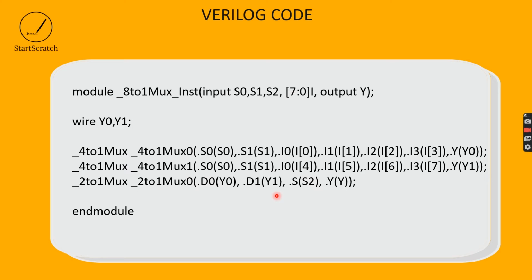But here I used it by means of value, which is in the format like this: dot, the value which is being used in the 2:1 multiplexer, bracket, and the value which is going to be used in my module here, this instantiated module.